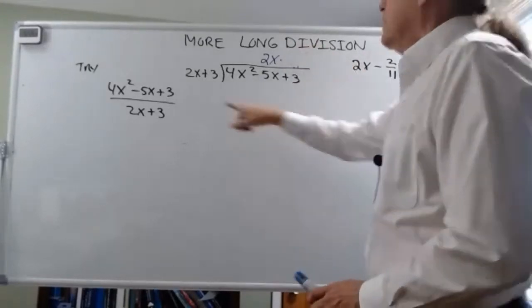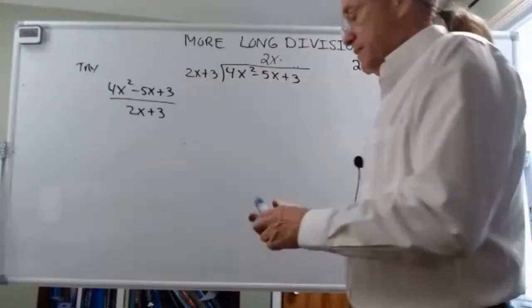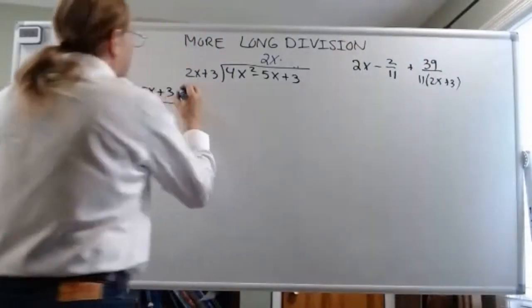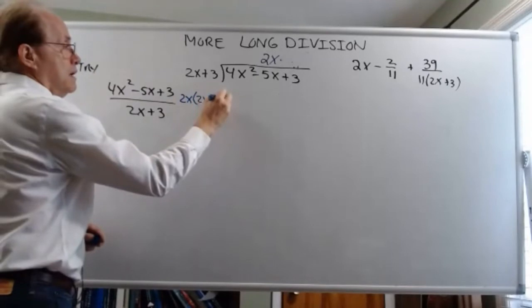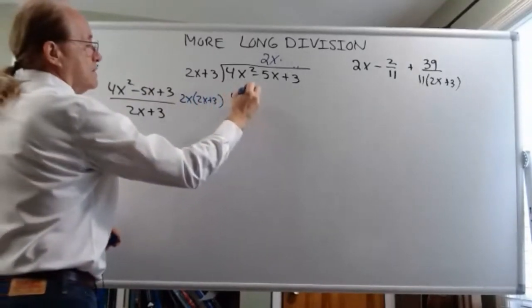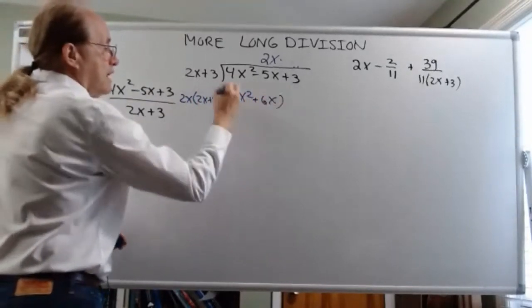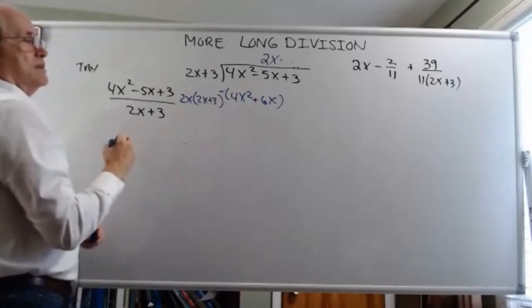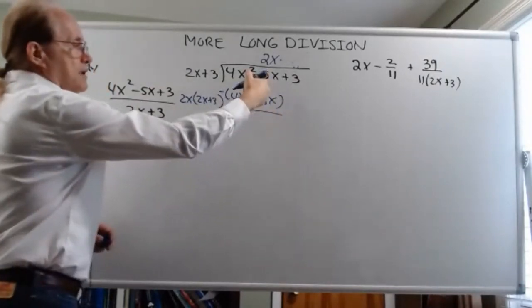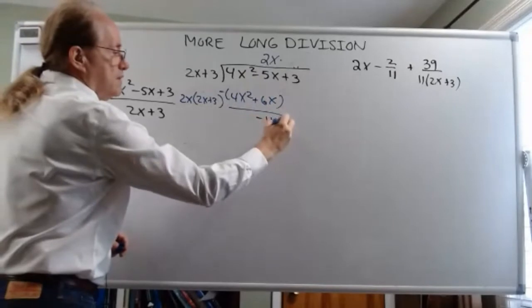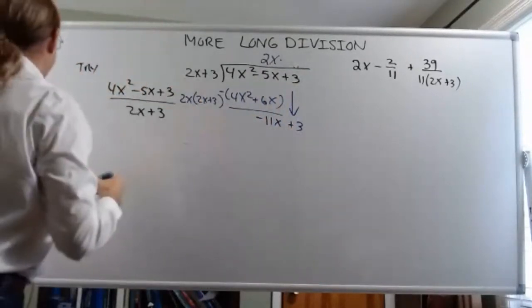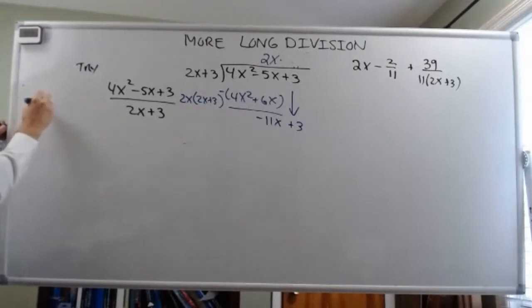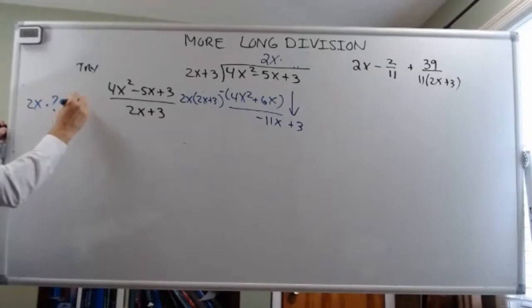I want to end up with a 4x squared, so I just multiply everything by 2x, so let's do that multiplication. So that gives me a 4x squared plus 6x, and I am subtracting everything. So when I get negative 5, negative 6 gives me a negative 11x, and then I bring down the plus 3.